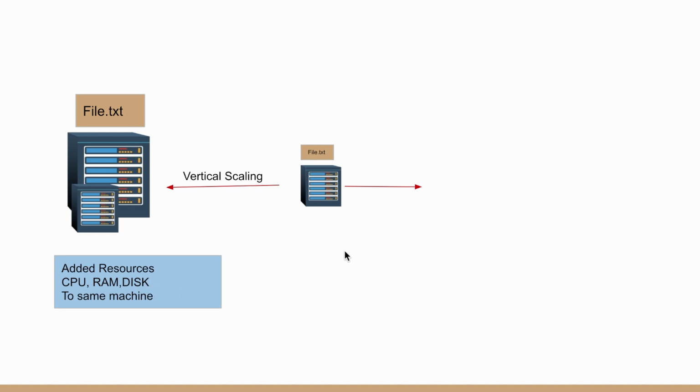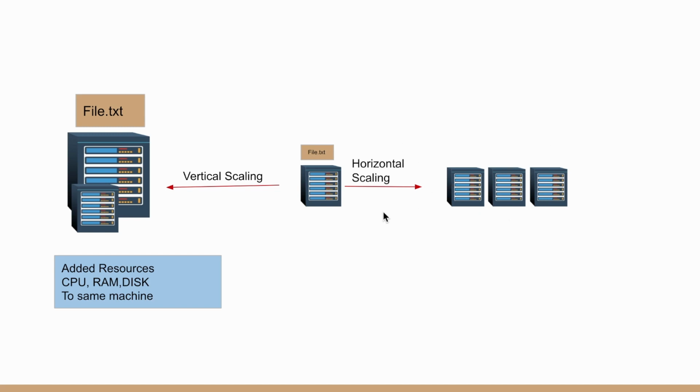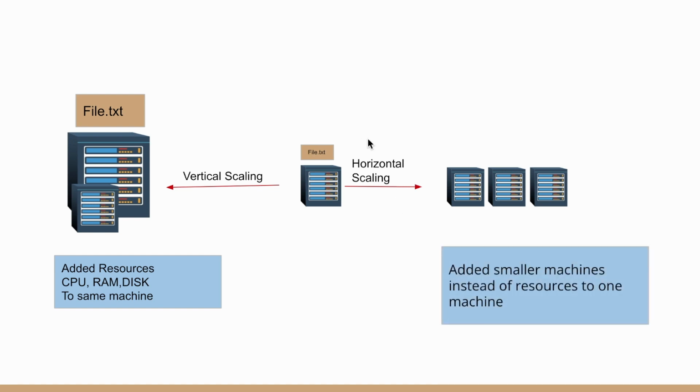Now let's explore the other way to handle the increased amount of data. Instead of adding the resources to the same machine, why can't we have smaller multiple machines instead of one bigger machine? As you can see on the right, instead of increasing the RAM and CPU of one machine, we added 3 more machines of the same size as the original machine. This is called horizontal scaling. All the machines are connected to each other in a cluster.